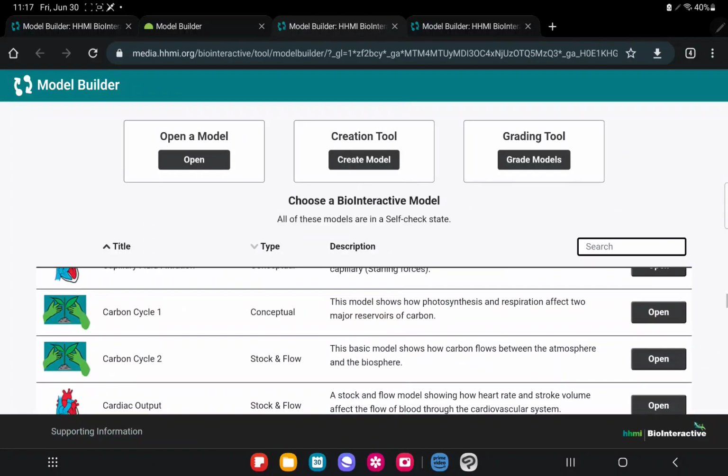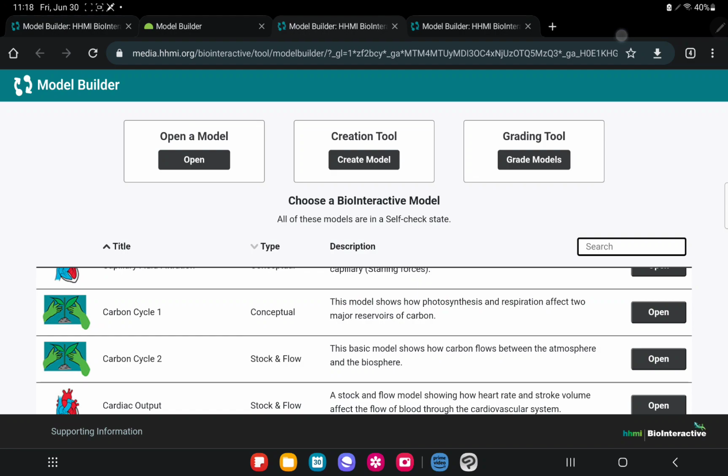There are two types of models. There are conceptual models, which just have positive and negative connectors and neutral connectors, and stock and flow models, which have different objects. They have stocks, which are like reservoirs, flows, and also variables. But for now, let's just look at a conceptual model.